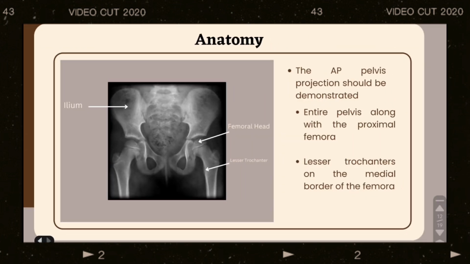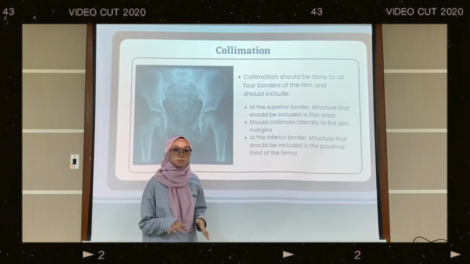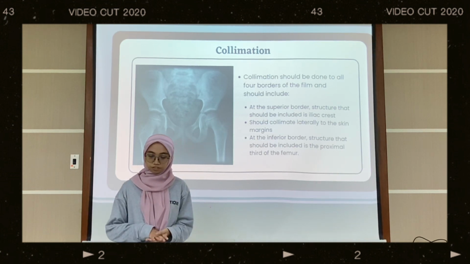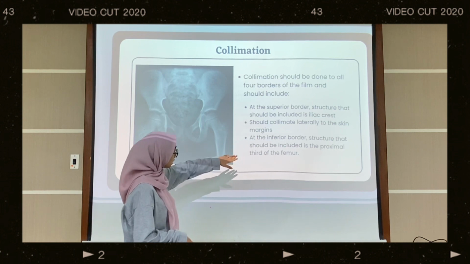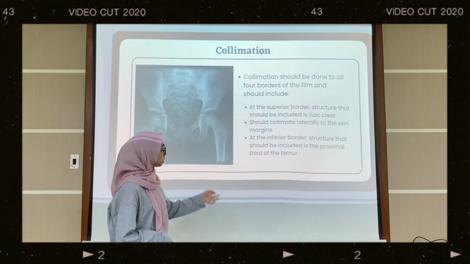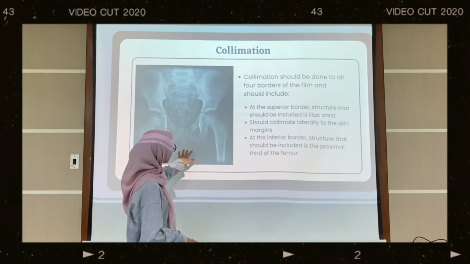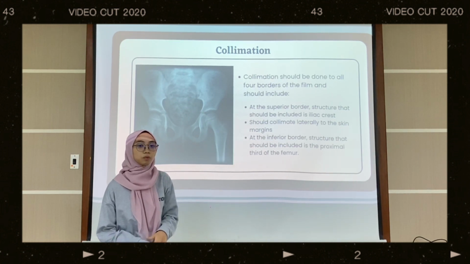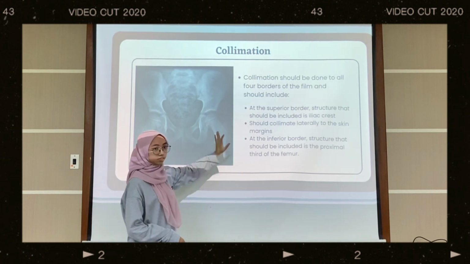Okay, the next one is anatomy demonstrated. The AP pelvis projection should demonstrate the entire pelvis along with the proximal femora, and the lesser trochanter on the medial border of the femora should be demonstrated in this radiograph. And the collimation should be done to all four borders of the film, and should include, for the superior border, the iliac crest. For the lateral, it should include the skin margin, and for the inferior, it should include the proximal third of the femur.